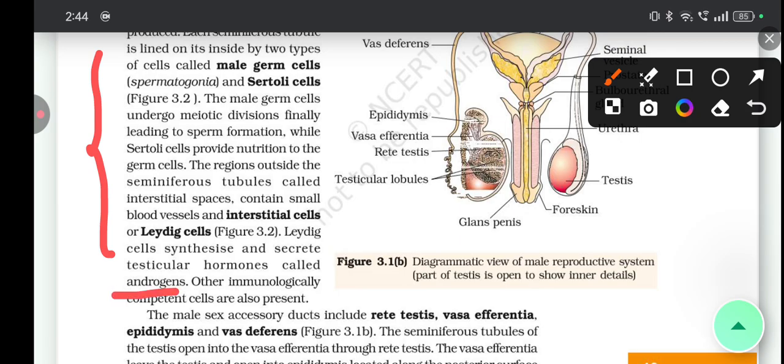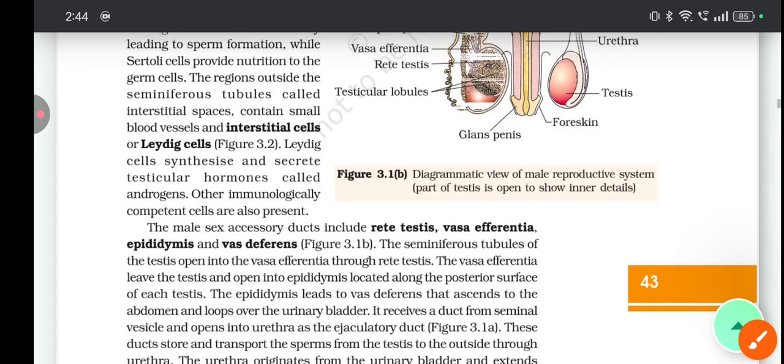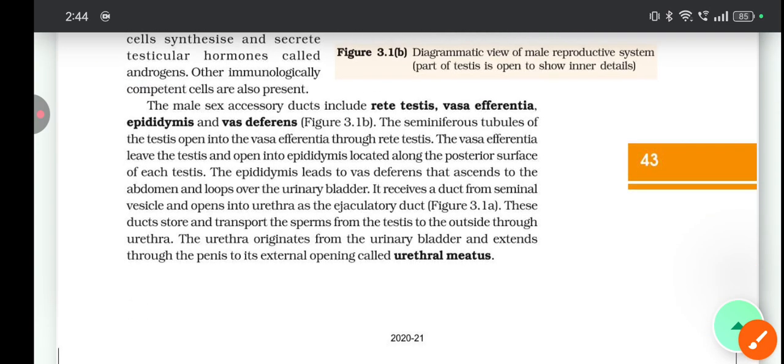Other immunologically competent cells are also present. The male sex accessory ducts include the rete testis, vasa efferentia, epididymis, and vas deferens. The seminiferous tubules of the testes open into the vasa efferentia through the rete testis.